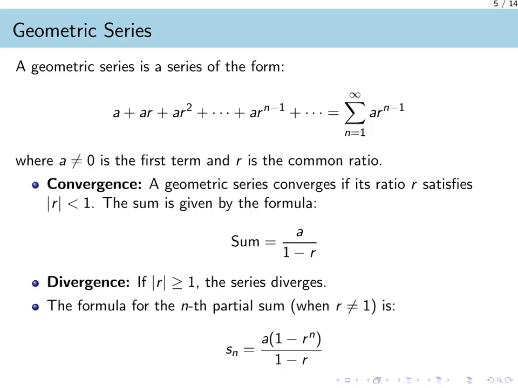On the other hand, if the absolute value of r is greater than or equal to 1, the terms do not shrink towards 0, and the series diverges. In this case, the sum either grows without bound or oscillates, and it does not approach a finite limit. So the key takeaway is this. For any geometric series, its convergence is determined completely by the magnitude of its common ratio.